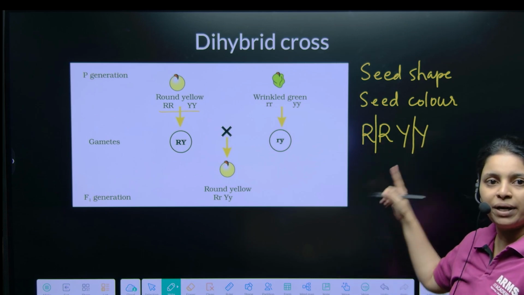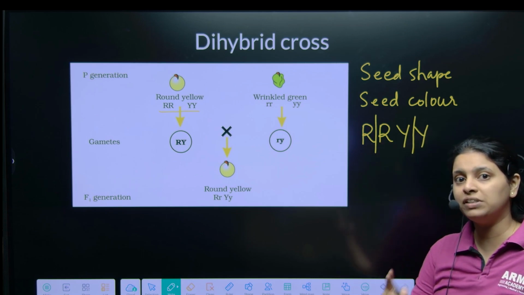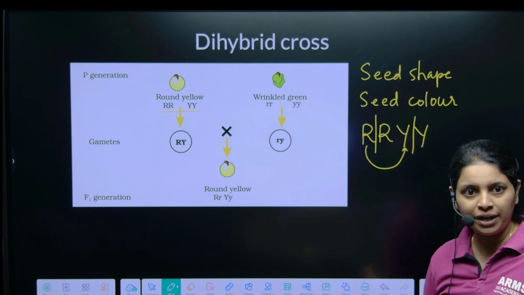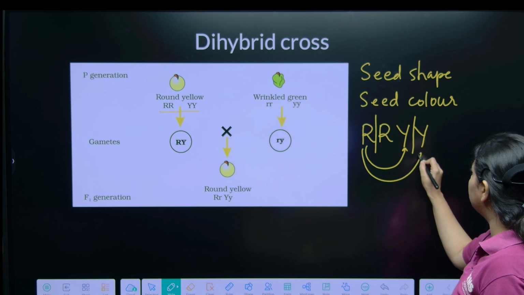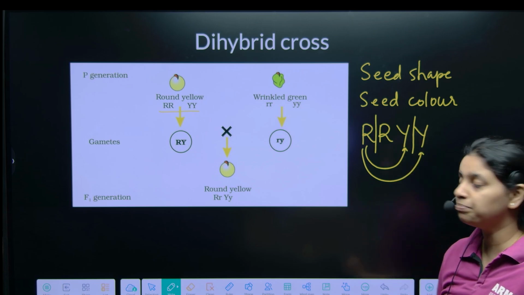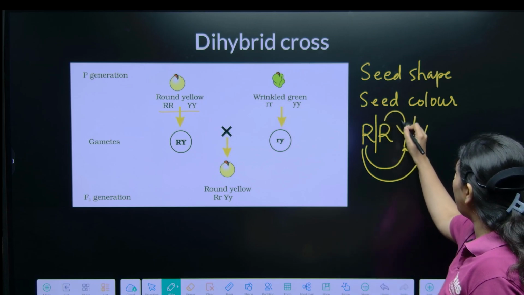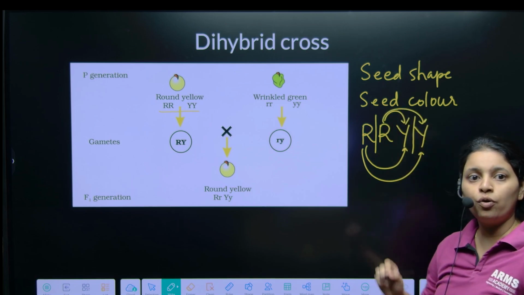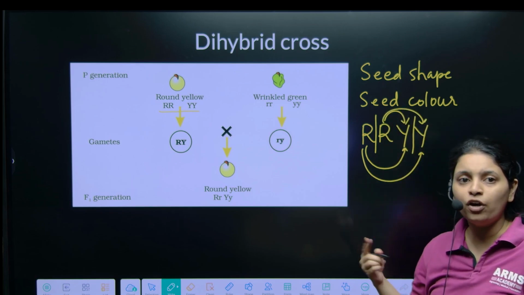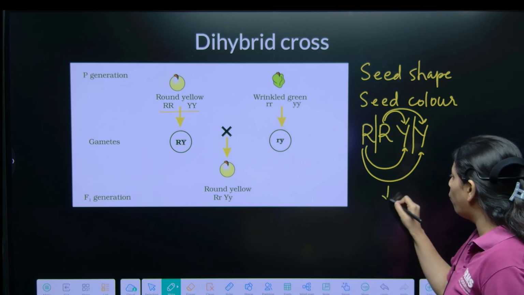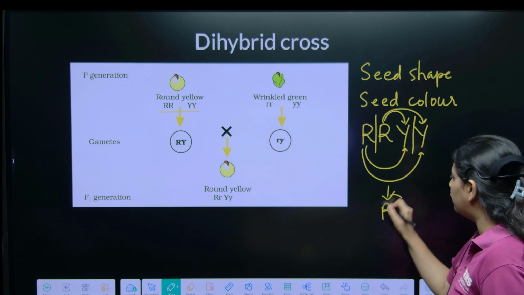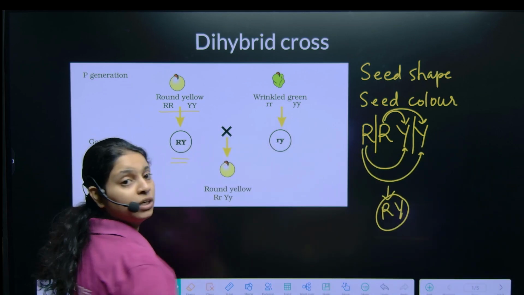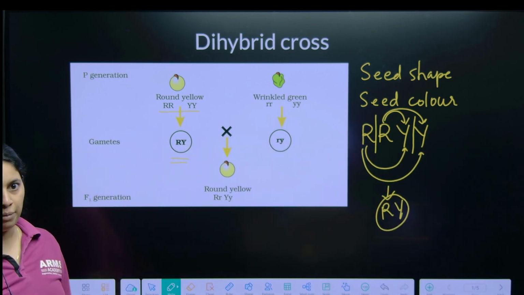During gamete formation, this pair of alleles separate. So RR will separate and YY will also separate. Now how will they separate? This first R can move with the first Y or with the second Y. There is equal chance. Next, the second R can move with the first Y or with the second Y. So, in this way, you form any combination, you will get only one type of gamete which is capital R, capital Y. That is why here you can see we have mentioned only one type of gamete.